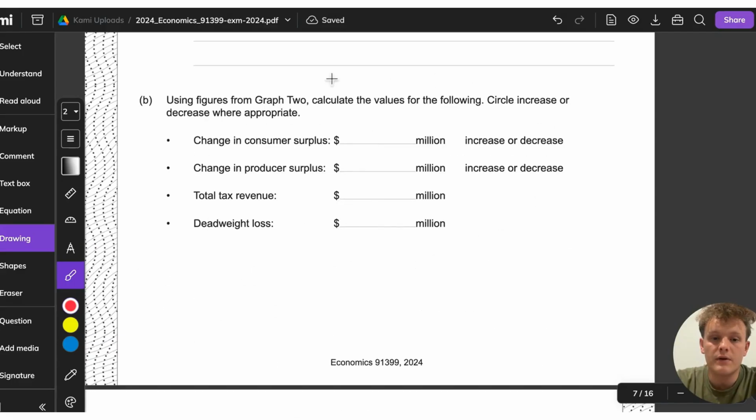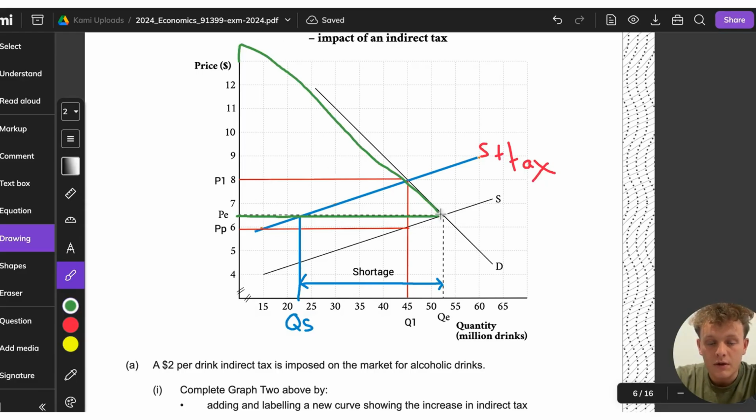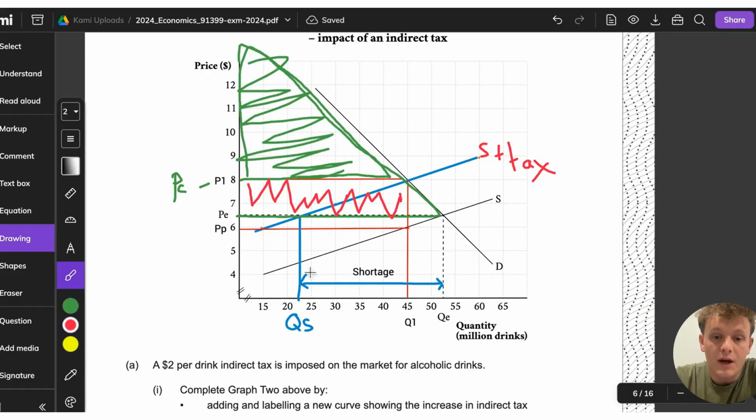Part 3 is we need to figure out the changes in surplus. So if we look at our graph again, let me get rid of some of these extra labels, and we need to label the change in the surplus. So we know that the consumer surplus is above the price and below the demand curve. Then the price has risen for consumers. I'm going to label this PC just to help me. So this P1 is also known as PC. The price has risen to $8, so now the consumer surplus is here. All of this is the same, but all of this is lost. So how do we calculate that loss?